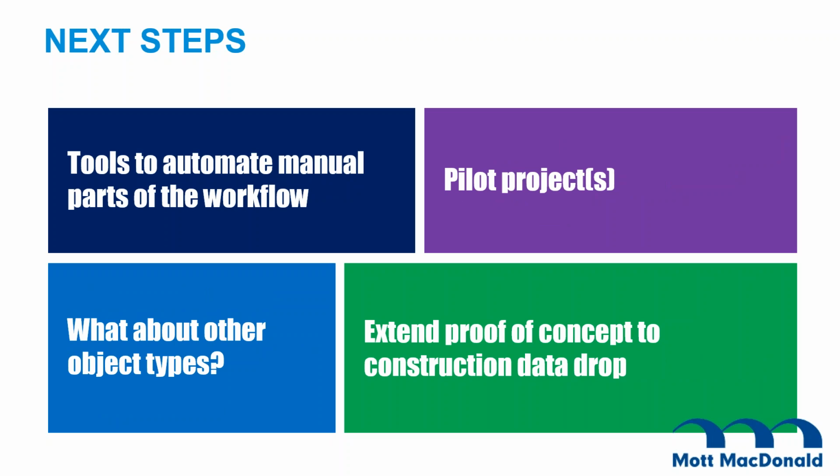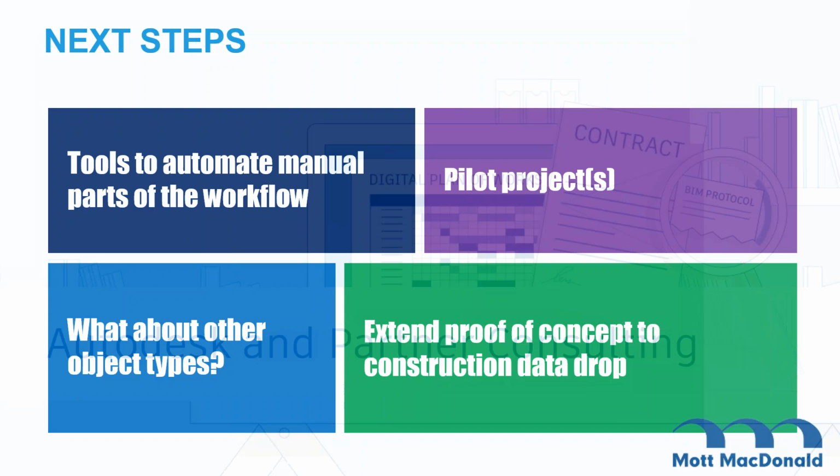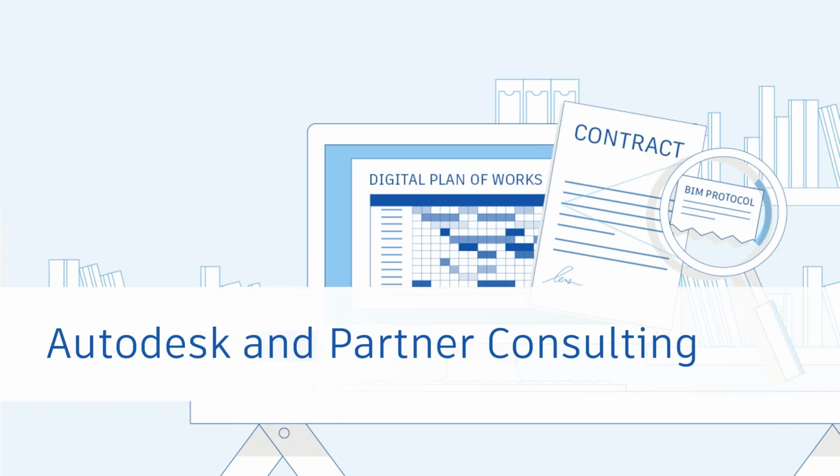Quickly through the next steps, where we're probably a little short of time. We've got the tools to automate manual bits of the workflow, so really pushing towards COBie requirements in, COBie requirements out without any manual mapping. Some pilot projects, which could be specifically on the EA, but also further afield. And then other object types. Obviously we've got a broad range of object types within Civil 3D, and how do we adopt those? And then the extended proof of concept discussions with Lee for construction data. So I'll wrap up quickly and hand back over to Lee.